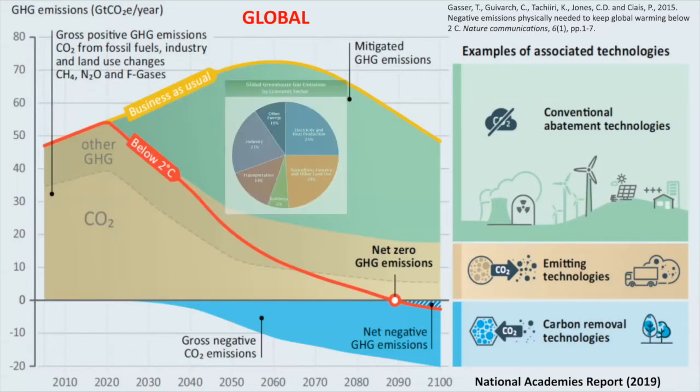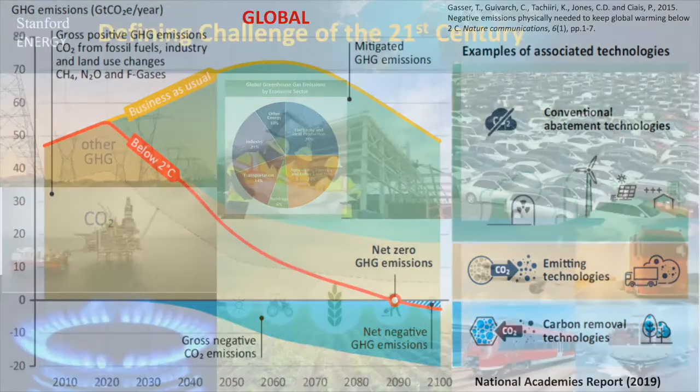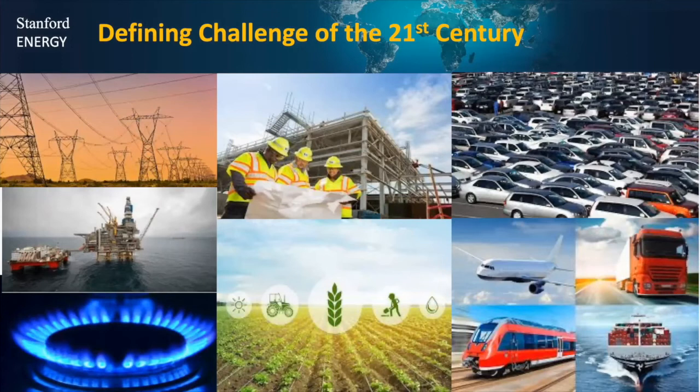This is the global greenhouse gas emissions by sector. As you all know, today we're going to talk about industry, 21%, but it is also electricity, and people forget agriculture, where there are a lot of emissions from methane and other land use, et cetera. So this is a massive endeavor, and I call this the defining challenge of the 21st century because it affects our whole economy.